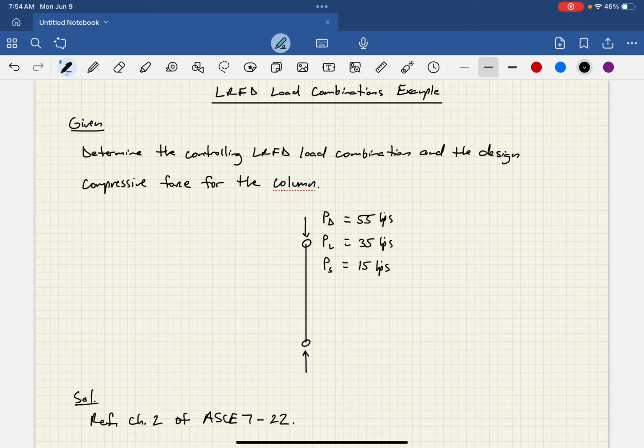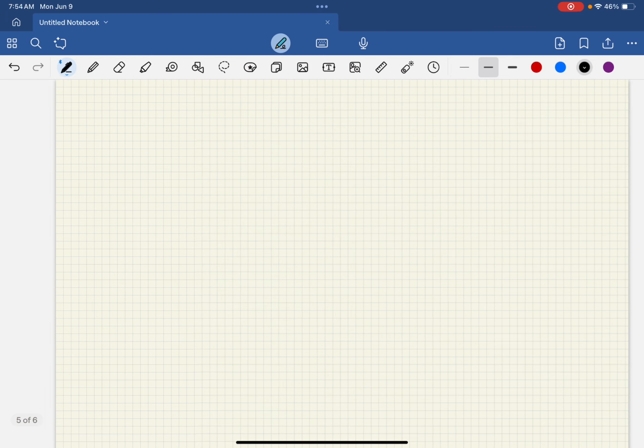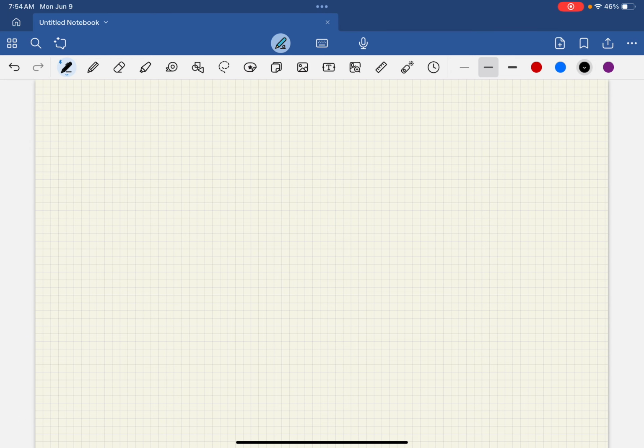This is a pretty straightforward problem. What we want to do is look at what LRFD load combinations are going to be the most applicable here. So I'm going to make a note here: applicable LRFD load combos. Of course, the applicable load combos are going to be the ones that include dead load, live load, and snow load, okay? If we list those out referencing ASCE 7, the first one that is going to be applicable is 1.4 times the dead load, okay?